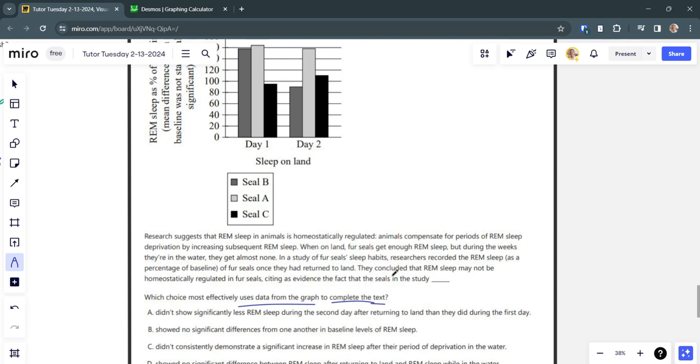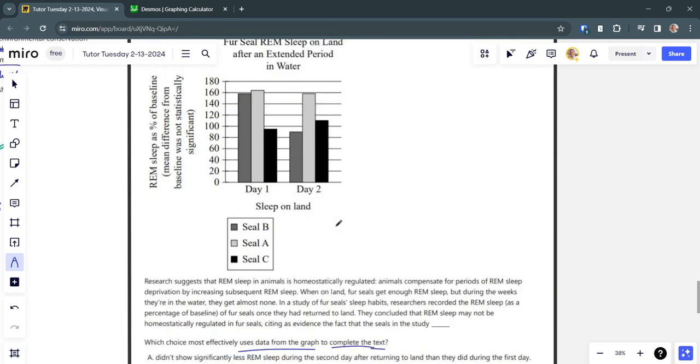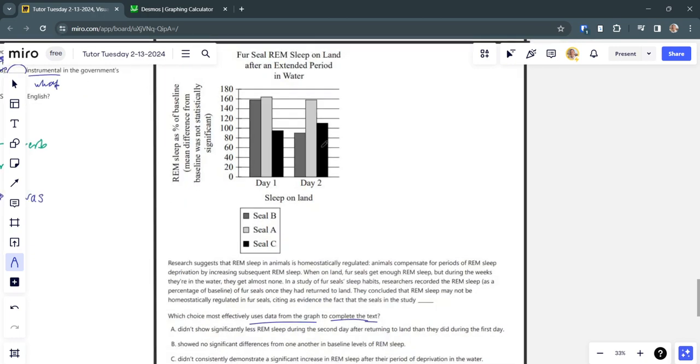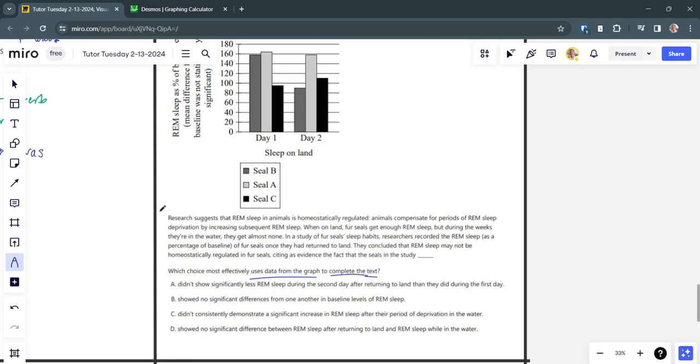They concluded that REM sleep may not be homeostatically regulated in fur seals, citing as evidence the fact that the seals in the study blank. Okay, so what did the seals in this study do? There are some words that we may not know, like "homeostatically regulated," which they do touch upon. It says research suggests that REM sleep in animals is homeostatically regulated, and what that means is that animals compensate for periods of REM sleep deprivation by increasing subsequent REM sleep.